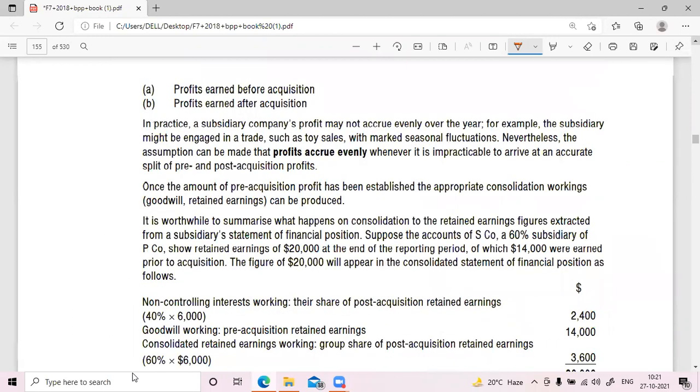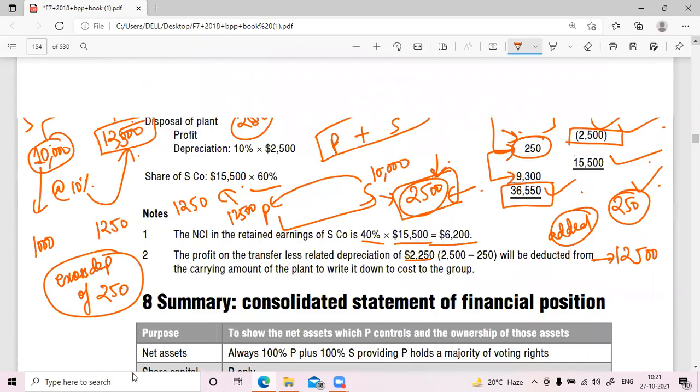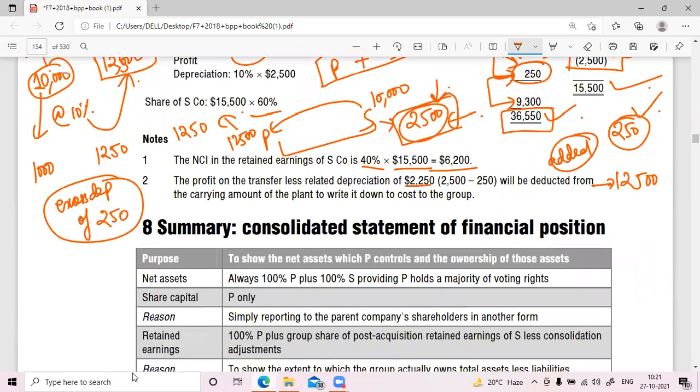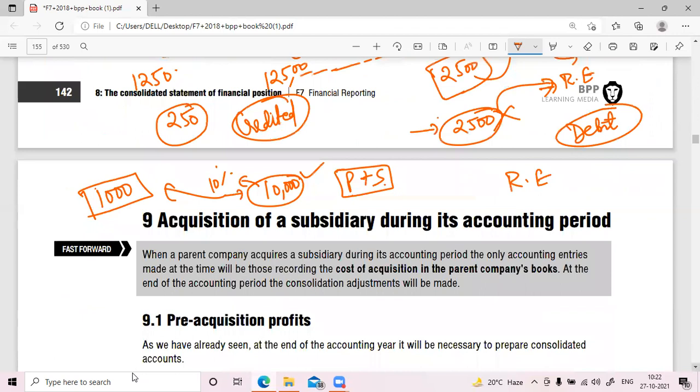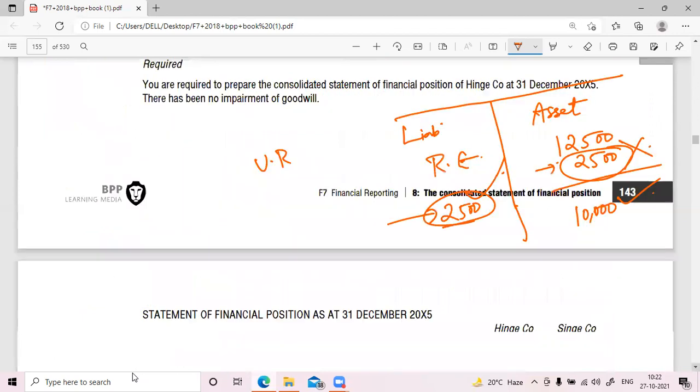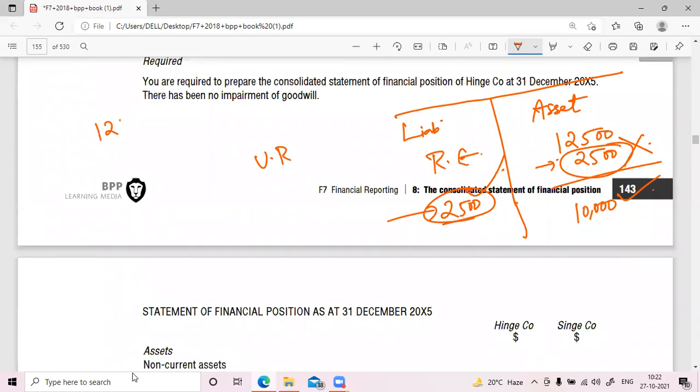Then what about this? What is this treatment they're showing here? The profit on transfer. So how much is the profit on transfer? 2,500, no? Less related depreciation of this much will be deducted from the carrying amount of the plant to write it down to cost to the group. What is this? So the carrying amount of plant. See, the plant will be shown at 10,000 itself. There is no doubt. So what they will do is 12,500.